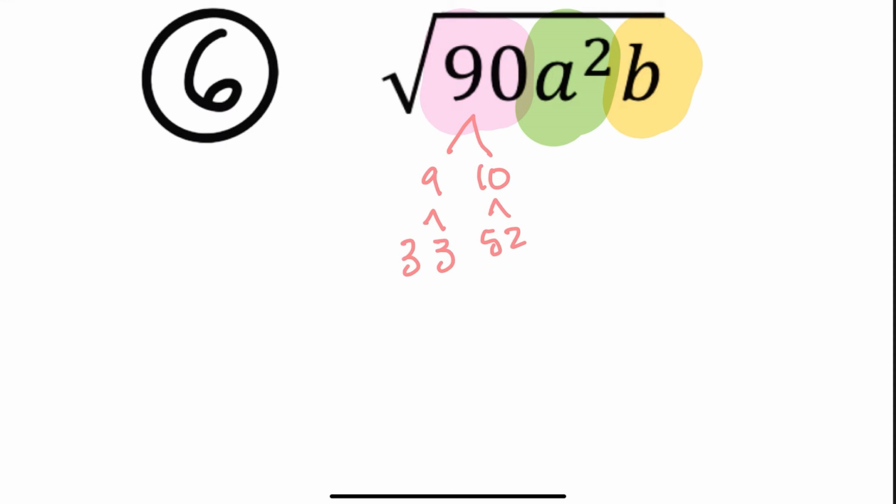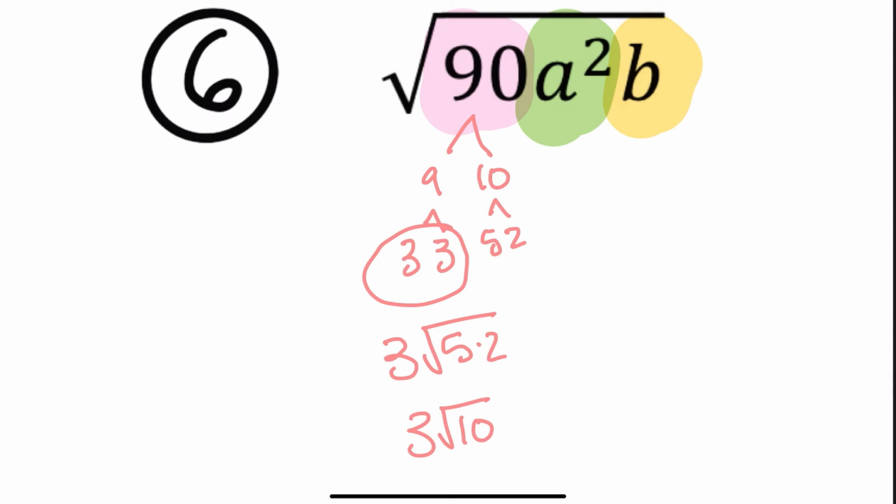Let's see, looking for pairs, I have my 3's. So that's telling me that my 3's will come out. And then staying in, I still have this 5 and 2. So I'm just going to multiply those together on the inside. So I'll get 3 root 10 for that piece.